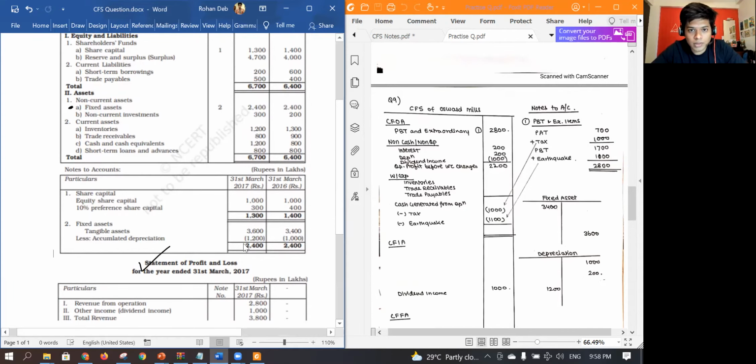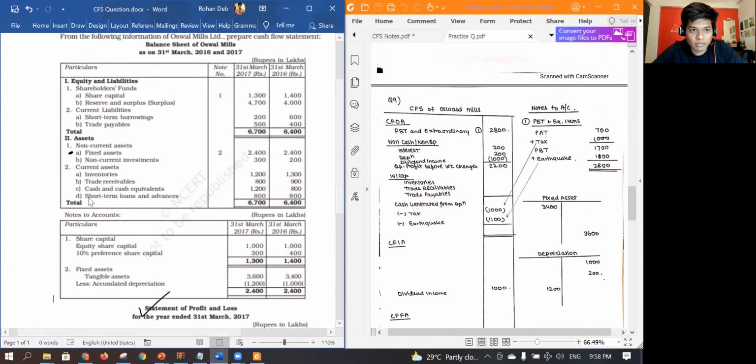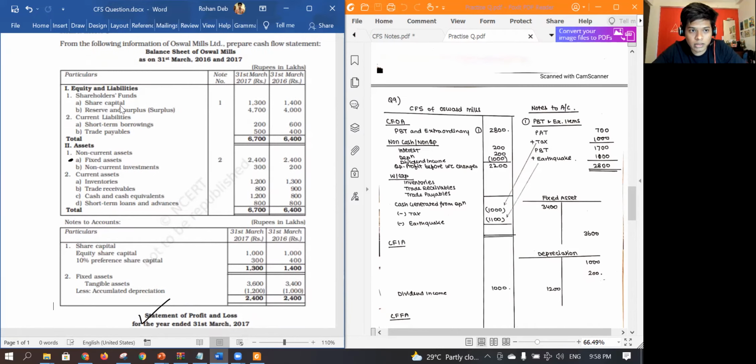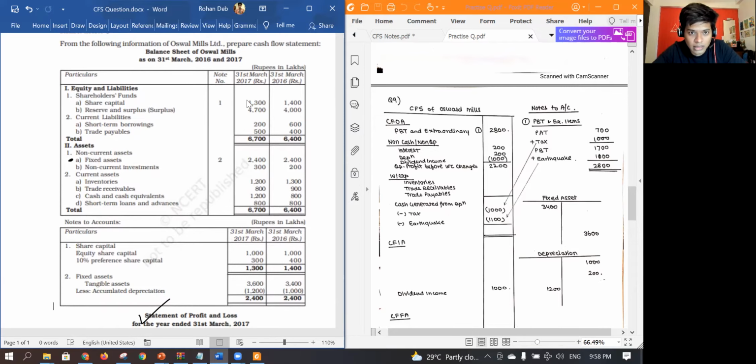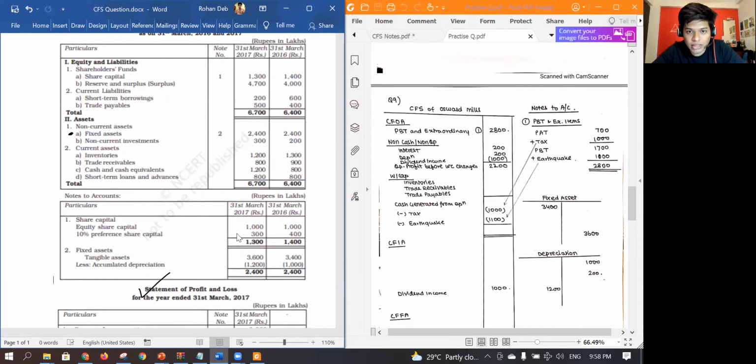Now again, I'm going in the reverse order. Now I have two notes to accounts. One is your share capital. So let's do the share capital first. What share capital is saying is that 100 share capital is reducing. So here it's giving me the note that equity share capital is the same. It was 1000, it's still 1000. So there's no change in equity share capital. So nothing will happen for that.